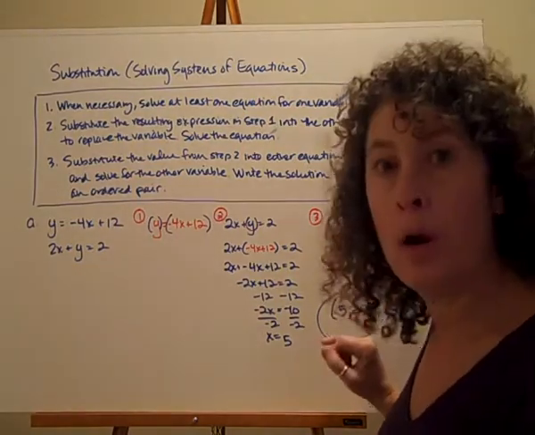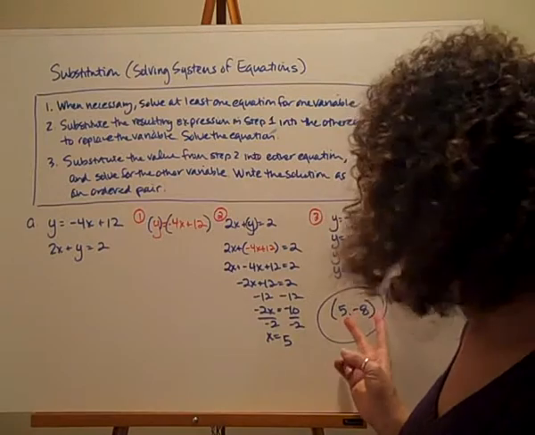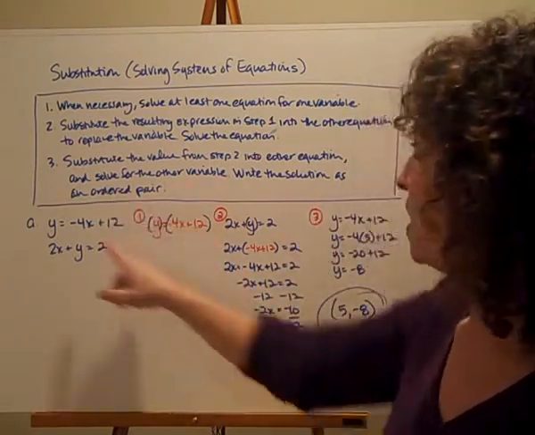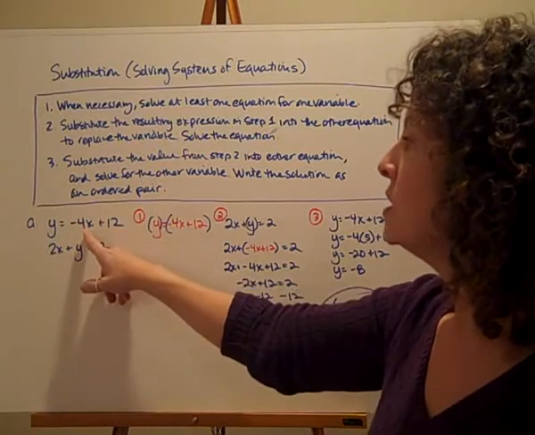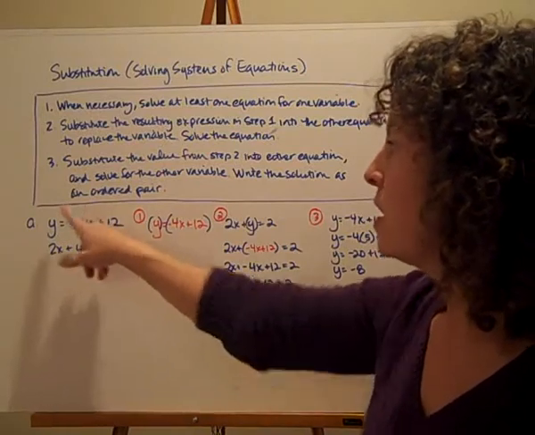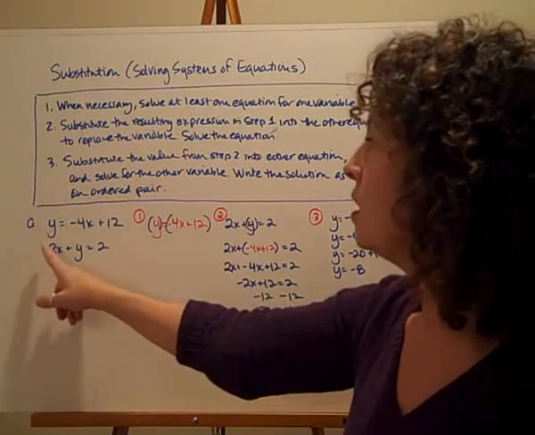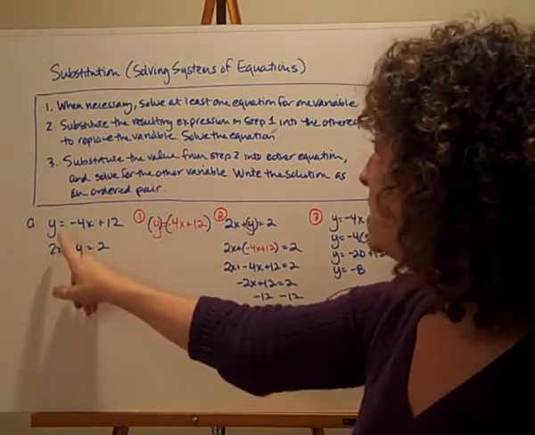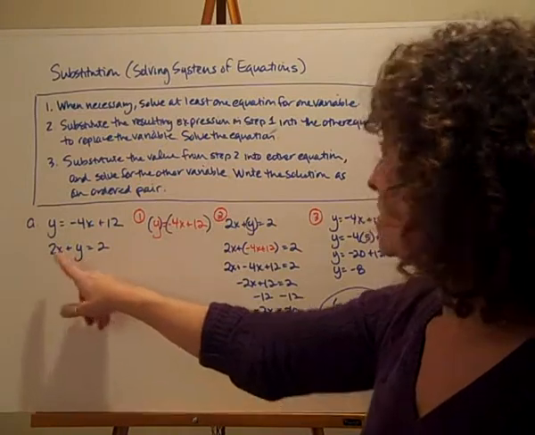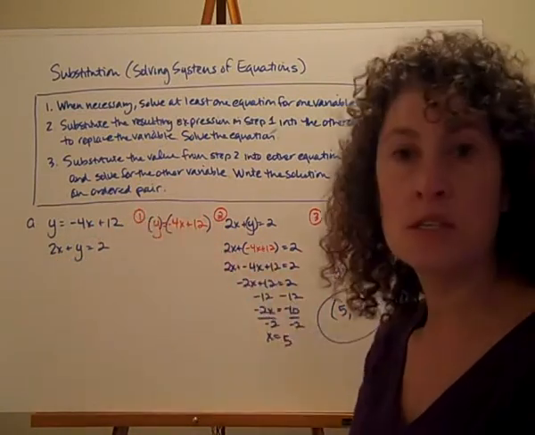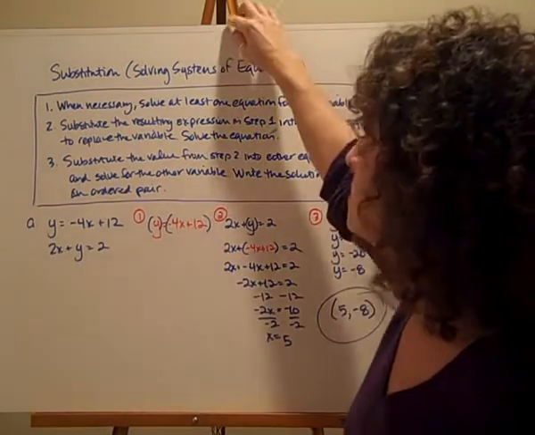Now again, remember that these are easy to check. So I should be able to put 5, negative 8 into both of these equations, and it should work just fine. So negative 4 times 5 gives me negative 20, plus 12 gives me negative 8, check. If I put 5 and negative 8 in here, 2 times 5 is 10, 10 plus negative 8 gives me positive 2. So this ordered pair works in both. It's the solution to that system of equations.